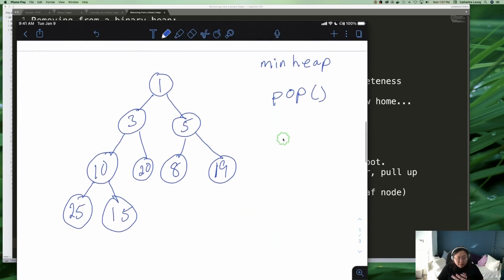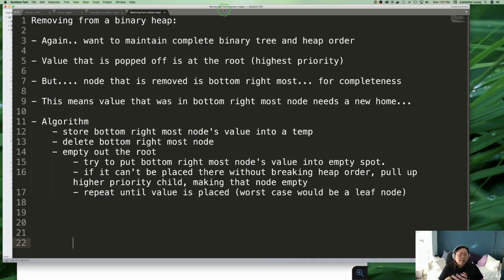Let's take a look at our algorithm. So the algorithm for removing a node goes like this. We're going to store the bottom rightmost node's value into a temporary. We're going to delete the bottom rightmost node because that's the node we have to get rid of for completeness. We empty out the root, okay, making the root an empty node. And then we try to put the value that was stored into our temp into that empty node. And if it's okay, if heap order is maintained, great, put it in.